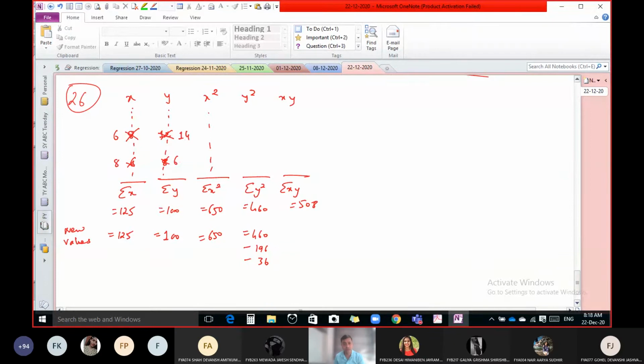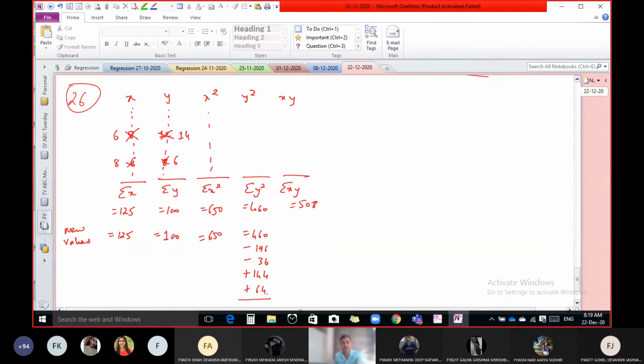Wrong values. Yes, it's 232, sir. So we have to subtract the square of 14 and the square of 6. And we have to add, what do we have to add? Can you tell me? 144, 64. You are right, 64.